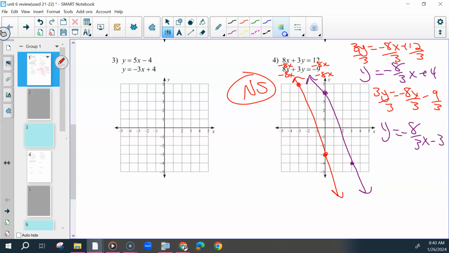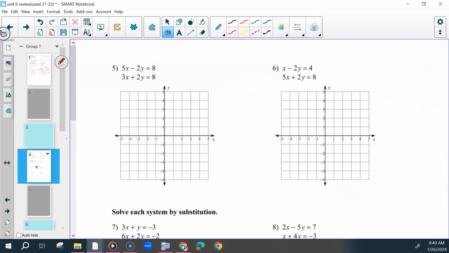Questions on that one before we continue? Reminder, this section of the quiz and test is no calculator. Questions in the substitution section?